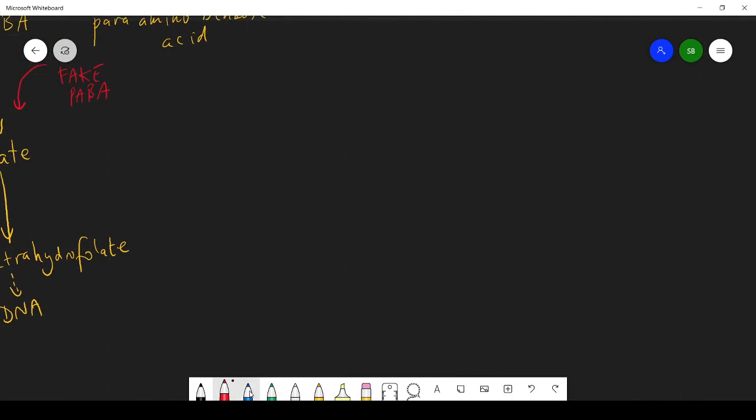So para-aminobenzoic acid is quite a simple structure. You've got a 6-membered carbon ring, and so it's a benzoic acid. So we have C, OOH, and then para-amino. So we've got NH2 at this end. So that's PABA.